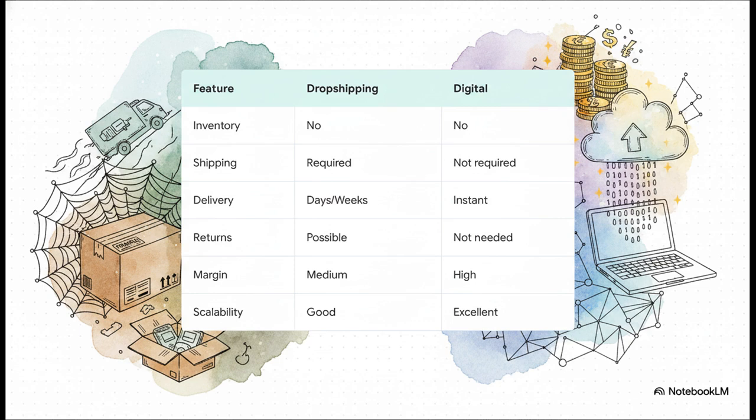Inventory? Nope. Shipping? Not required. Delivery? Literally instant. Returns? Usually not even a thing. Your profit margin is often incredibly high, and the scalability is just off the charts. It fundamentally eliminates all those physical pain points of the standard business model.